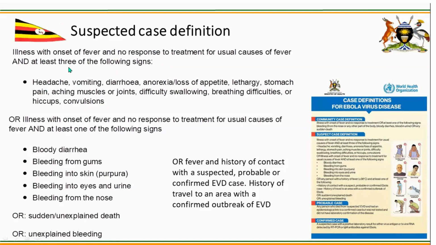So for that matter, our case definition now has fever or a history of fever plus any three of the following. You find a list of the following, all the wet symptoms and the dry symptoms are here. So you need fever, which is not responding to treatment, or a history of fever plus any three of these. Then when you have that, you have a case of suspected Ebola. That now requires you to signal that a case is here.